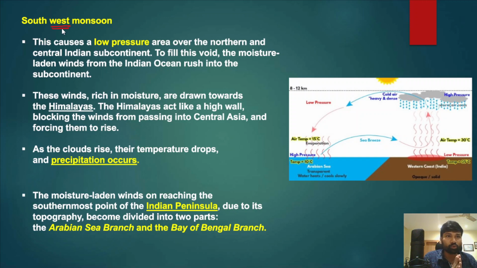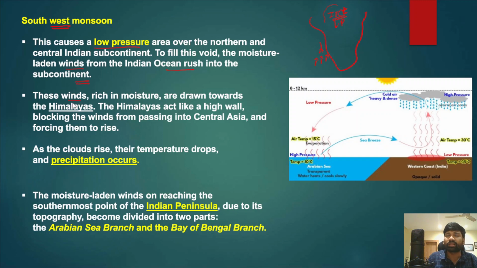Now, what exactly is this southwest monsoon? So this southwest monsoon causes a low pressure area over the northern and central Indian subcontinent, right? So I've already told you that this intertropical convergence zone is being shifted towards the northern plains and towards the Tibetan plateau over the northern side of Himalayas. So this low pressure area attracts winds from the Indian Ocean, so therefore they blow towards the Indian subcontinent, and in this process these winds divide into the Arabian Sea branch and Bay of Bengal branch. And therefore these moisture laden winds from the Indian Ocean rush into the Indian subcontinent towards the intertropical convergence zone.